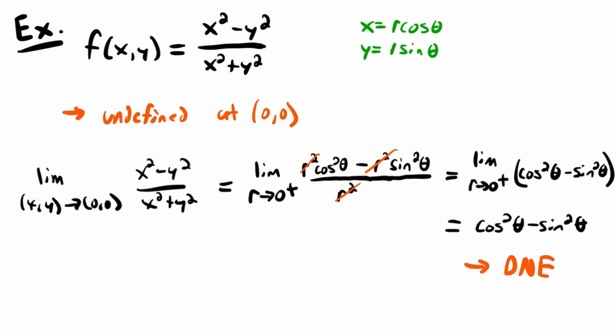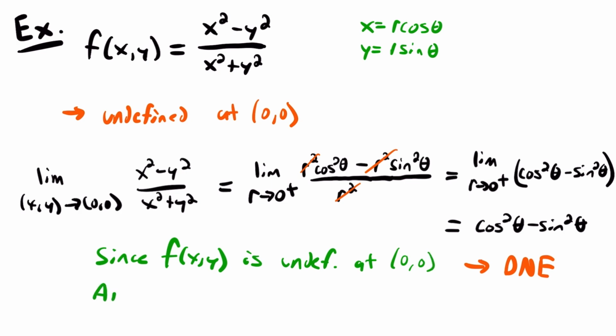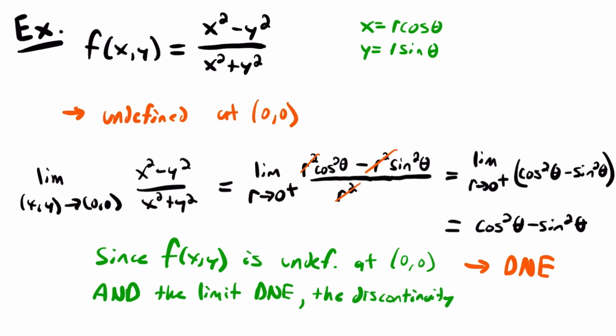But putting that aside, what this means is that this function is not only undefined at this point, but the limit at that point also does not exist. So this is not a removable discontinuity. Unlike the previous example, the discontinuity at 0, 0 is non-removable for this function. All right, so my final answer here would be since f of xy is undefined at that point 0, 0, and the limit does not exist, the discontinuity is non-removable.